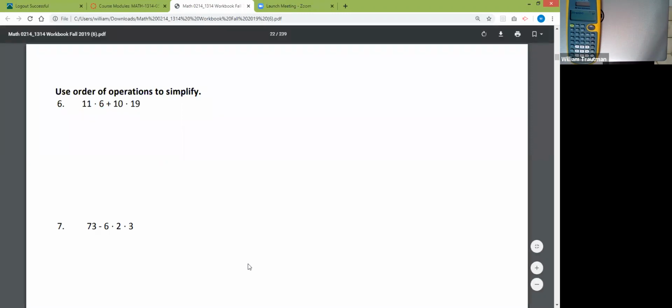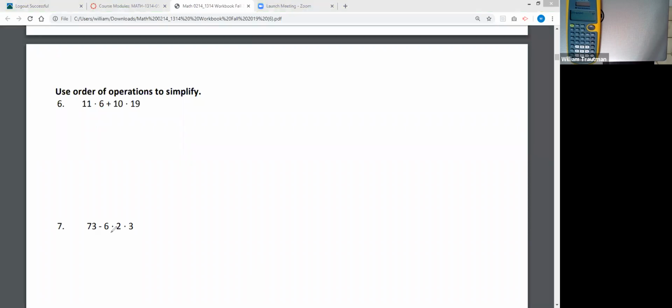So let me show you mathematically how to do this problem. You do all the multiply and divide first before add and subtract. So this is the first multiply and divide I see from left to right. You see 6 times 2 is 12. Then I have a times 3, so I have to do the next multiply and divide from left to right. 12 times 3 is 36. And 73 minus 36 finally is 37.